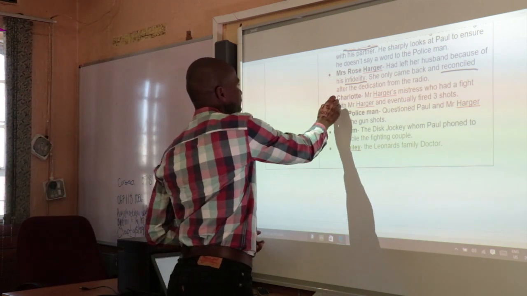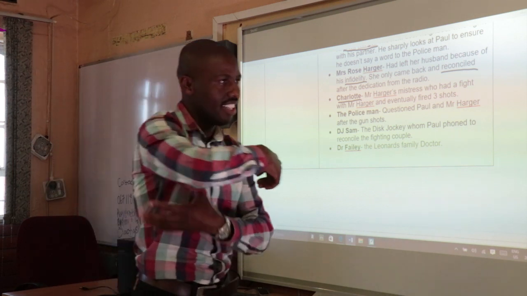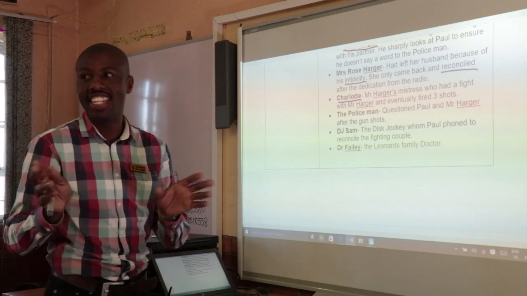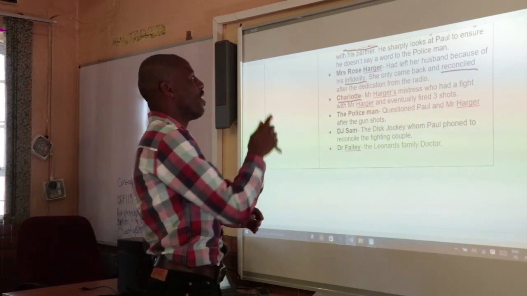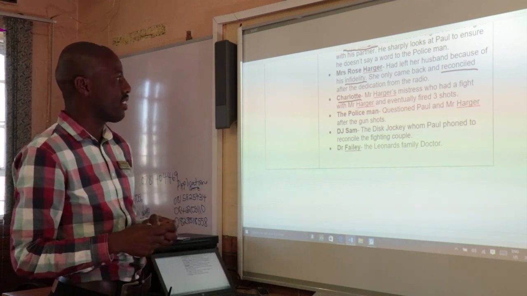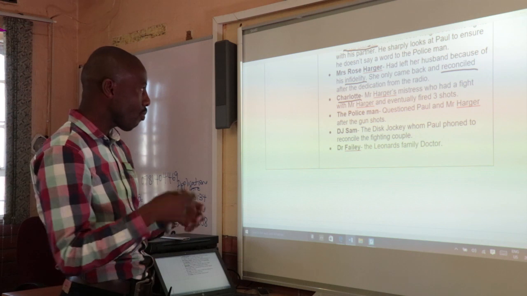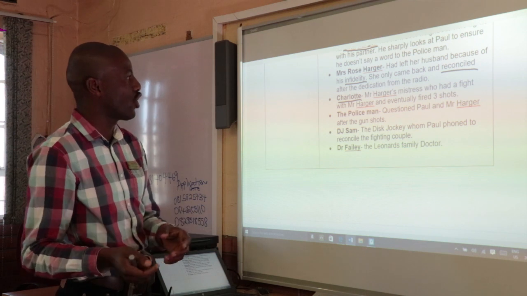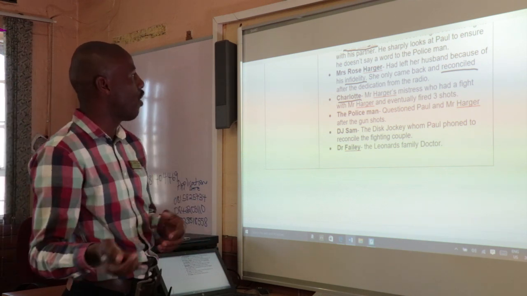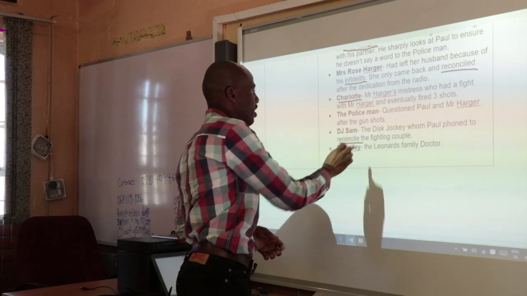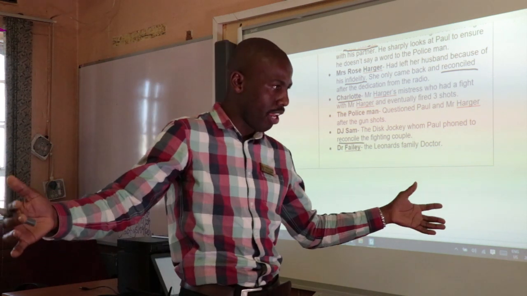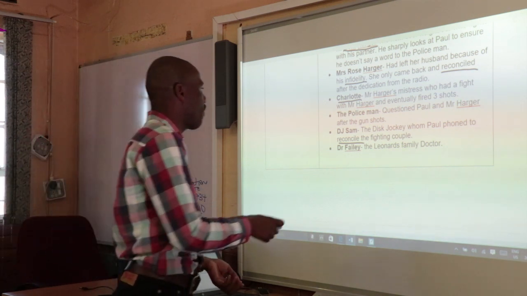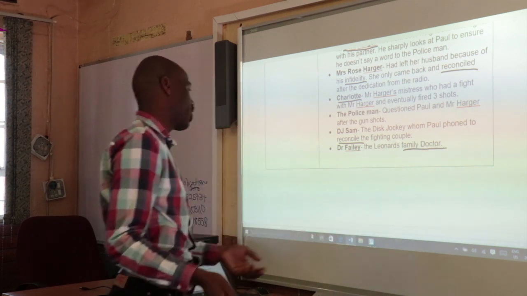And then this is the lady, Charlotte, the mistress, the Makwapeni. This is the girlfriend. And very violent, very violent. She carries a gun and she does not play with kids, I'm telling you. Mr. Hagar's mistress or girlfriend had a fight with Mr. Hagar and eventually fired 3 shots. The policeman questioned Paul and Mr. Hagar about the gunshots. DJ Sam, the disc jockey or the radio presenter who Paul phoned to reconcile the fighting couple. Now we can see this is a young boy faced with this problem and he is trying to solve it, to intervene, to mediate by phoning the radio station. Dr. Fendi is the family doctor, probably the GP.